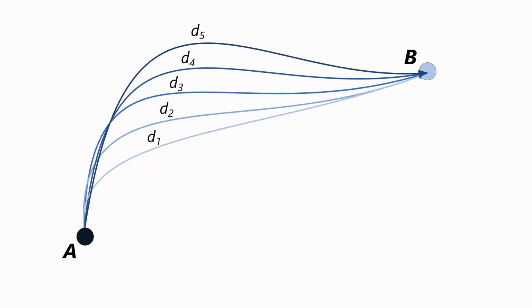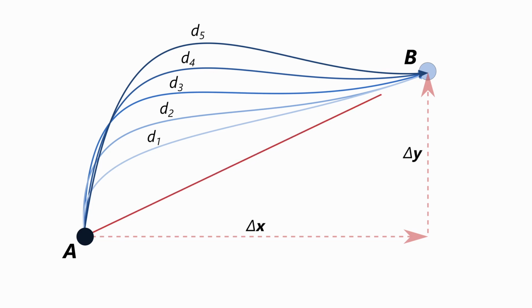To find the displacement between A and B, you need to find the net change in horizontal position, labeled as delta x, and the net change in vertical position, labeled as delta y. The displacement is then simply the diagonal connecting the beginning tail of delta x to the ending tip of delta y, or another way, simply the hypotenuse of the resultant triangle formed by delta x and delta y.